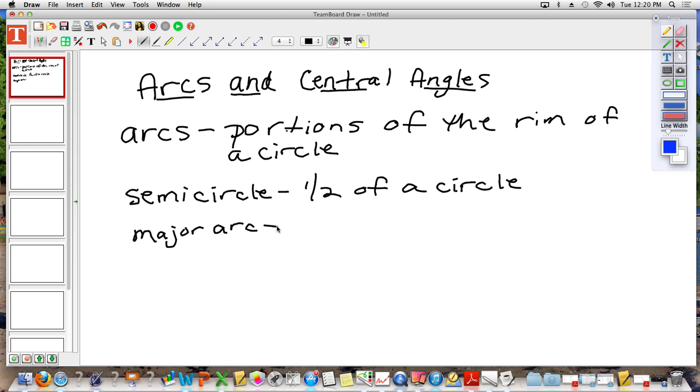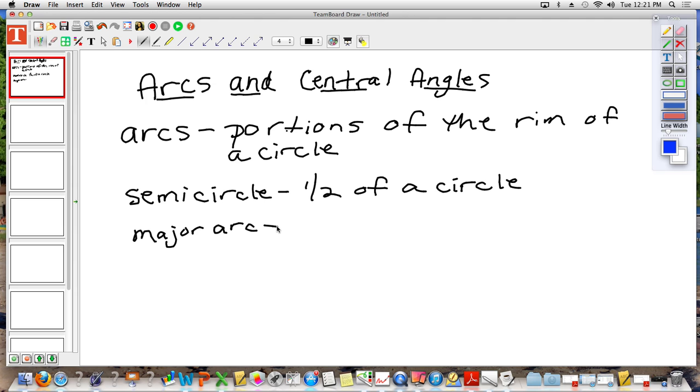One of them is called a major arc. What is a major arc? If you had to guess, what do you think is true about a major arc? A fourth of a circle? No. It looks like a U.